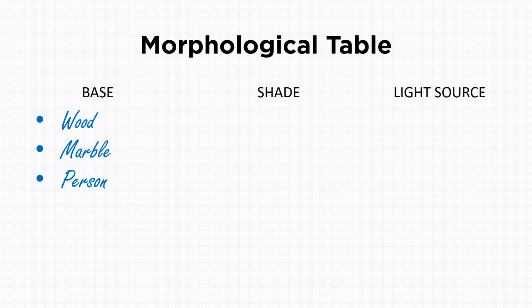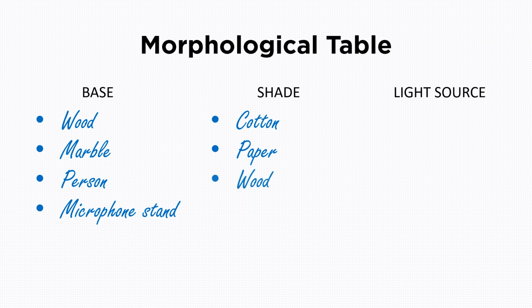Then we could start getting a bit crazy, and this idea came from one of my students. They suggested, why couldn't you use a person as the base? Which sounds very strange, but that's where the creativity starts coming in. Or what about if we use a microphone stand as our base? Shade. So the average lamp will have a shade made out of cotton. Maybe we could use paper. There's a lot of interesting things you can do with paper and origami.